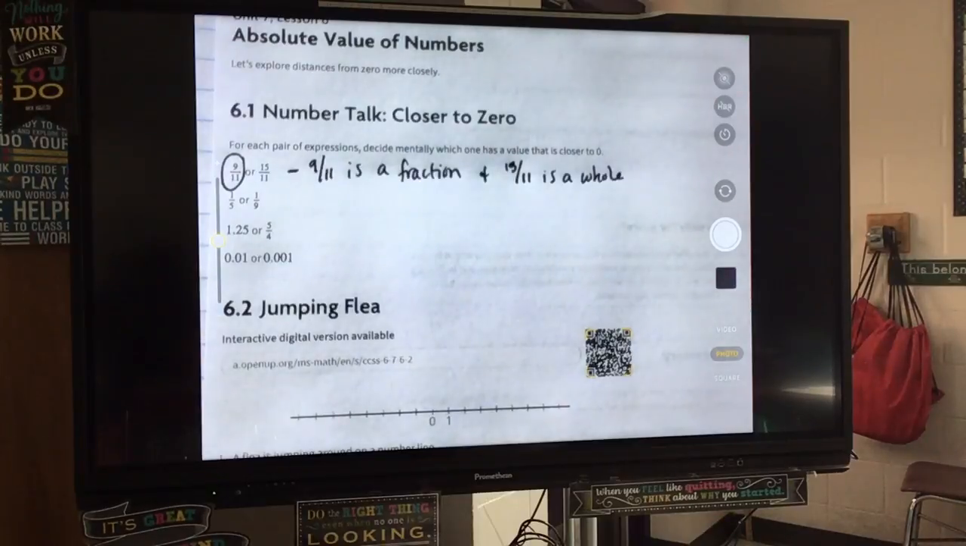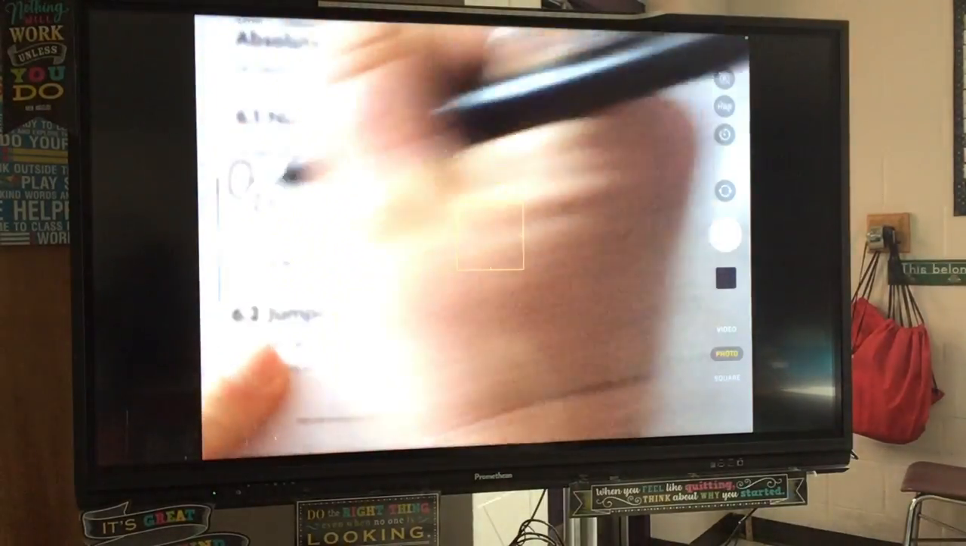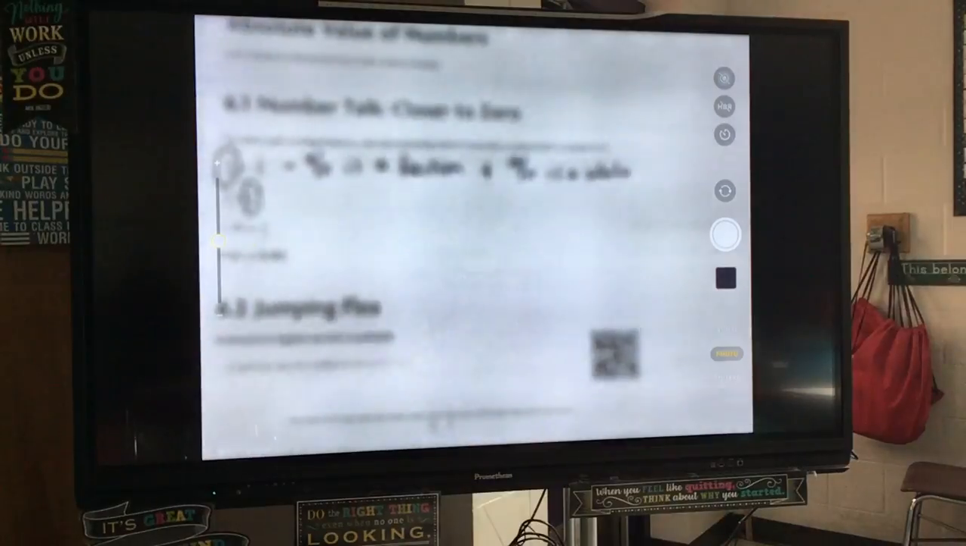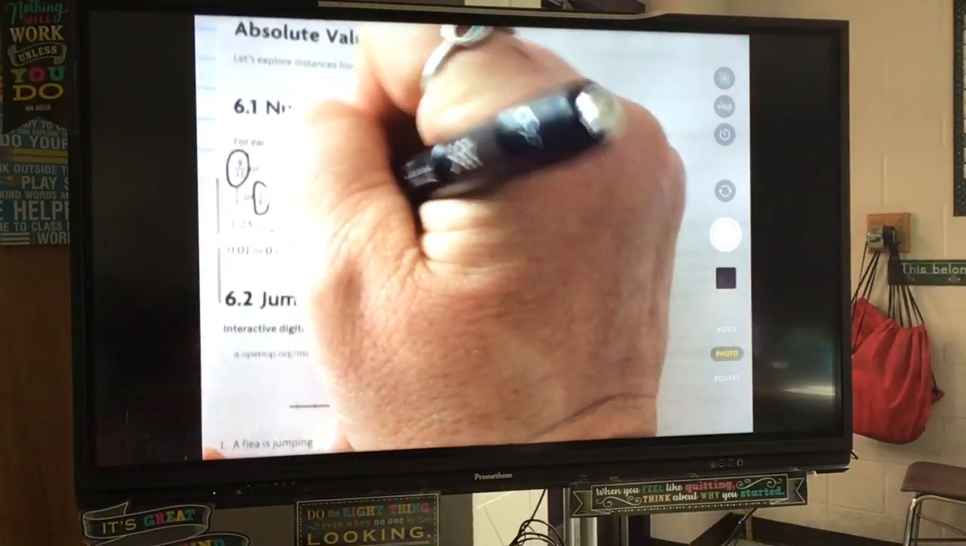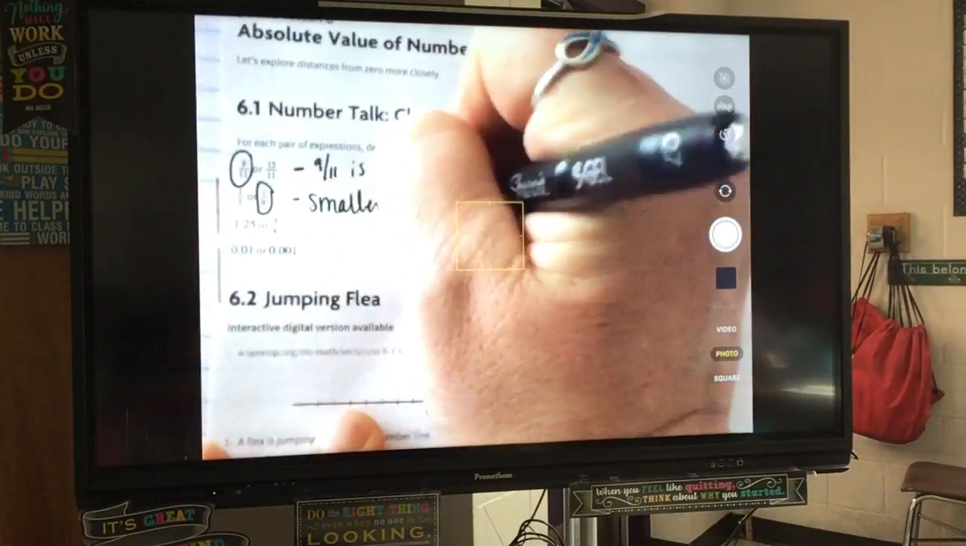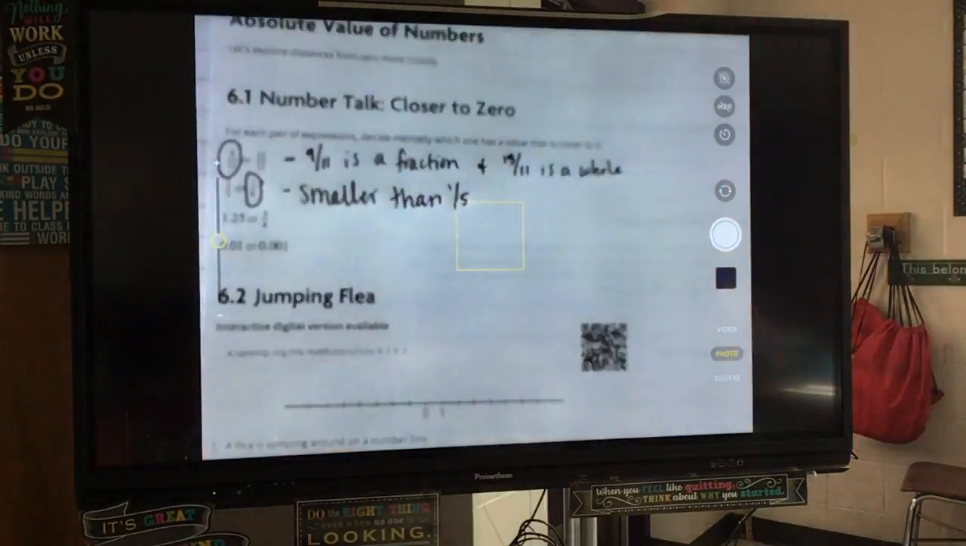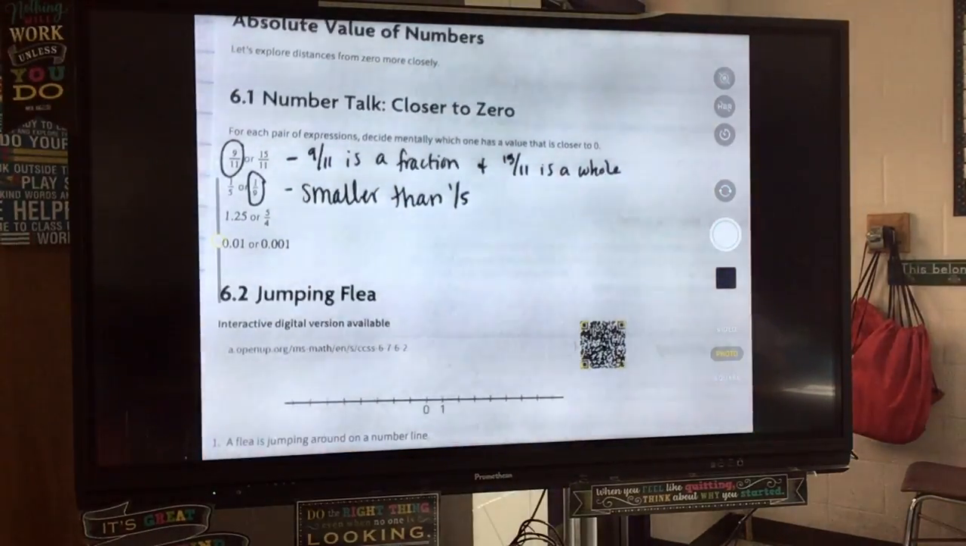Why? Someone tell me why. Gabby? Because 1/9 is smaller than 1/5, so it's close to 0. Right, so it's smaller than 1/5. Alright, the next one, 1 and 25/100ths or 5/4.